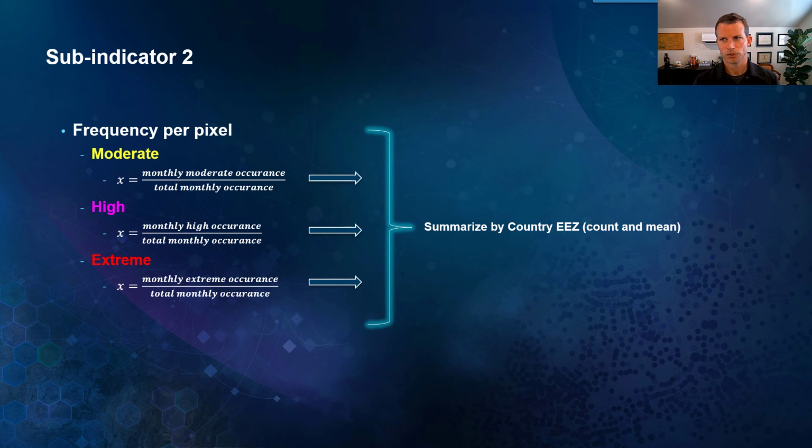And here we can see for subindicator 2 the different frequencies that are being calculated and how they're being computed. So here we would take the number of monthly moderate occurrences divided by the total monthly occurrence within that pixel, and then we would summarize that by each country's EEZ by providing a count and a mean. We would do that for moderate, high, and extreme levels.